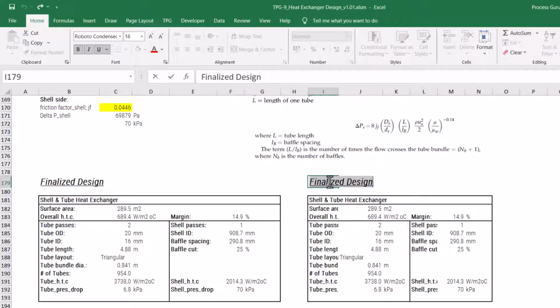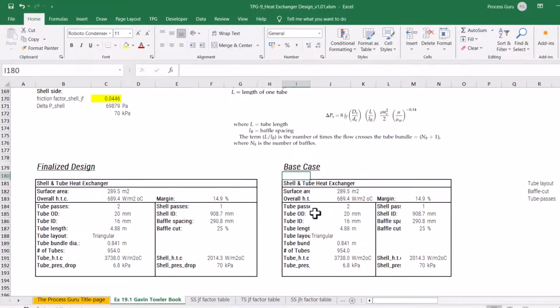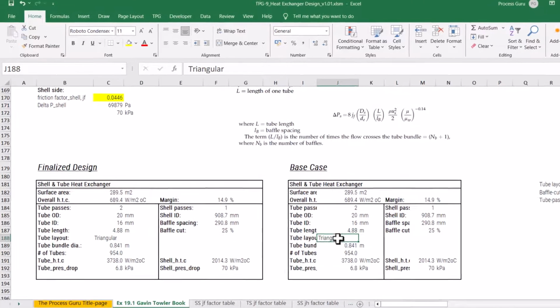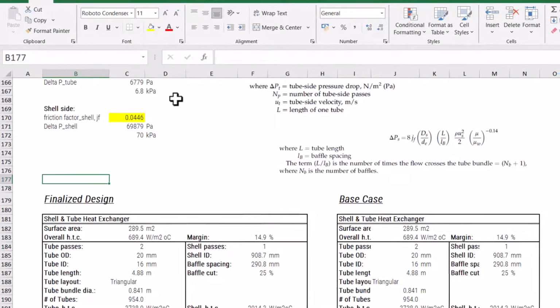Let me use this as a base case. So we'll just have a look at what happens when we change our tube layout from triangular. You can see in the base case we have a triangular layout, and if we go for a square layout, how the other things are changing.